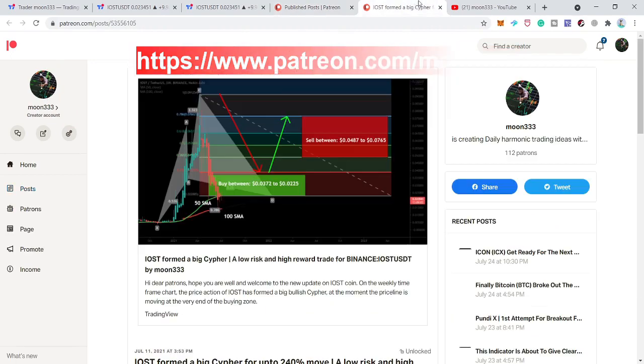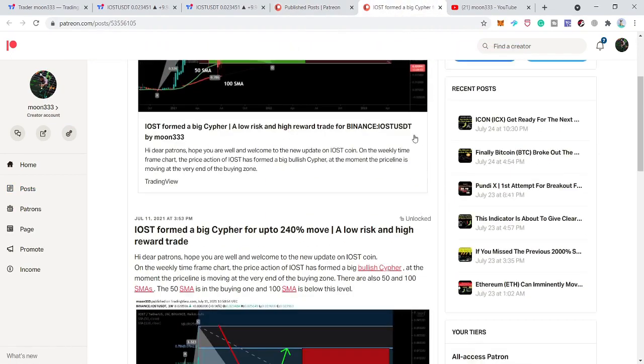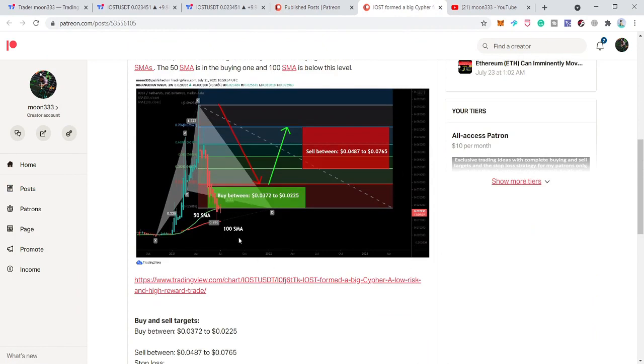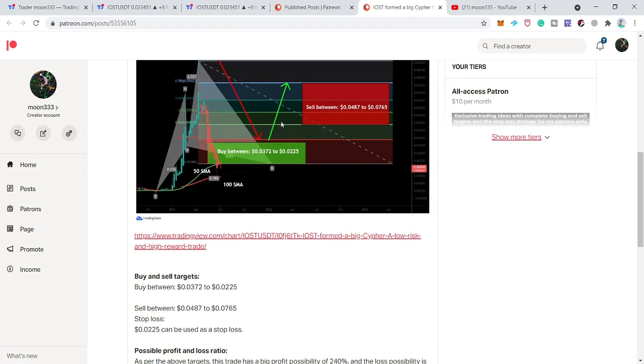Okay, let me just show you this chart. You can see that the price action formed a perfect cipher move and entered the buying zone. And as per the Fibonacci sequence, our buying zone starts from 3.7 cents and goes to 2.25 cents. However, we also had a very strong support of the 100 simple moving average and the 50 simple moving average at the very end of this buying zone.